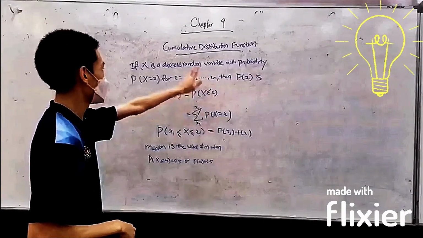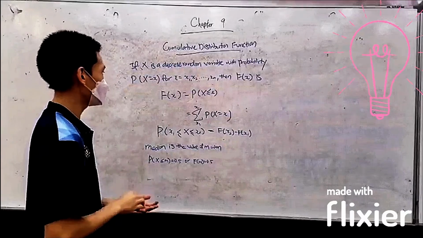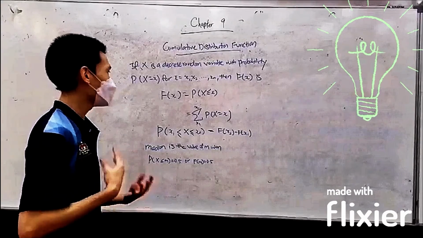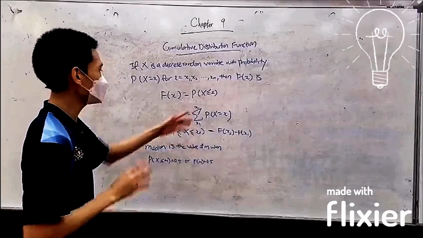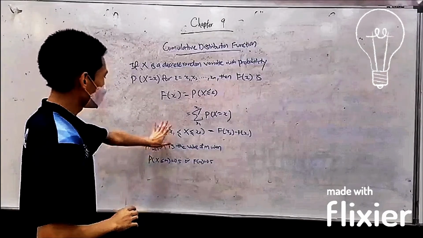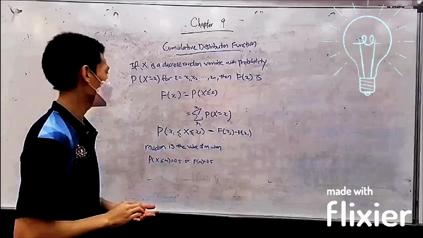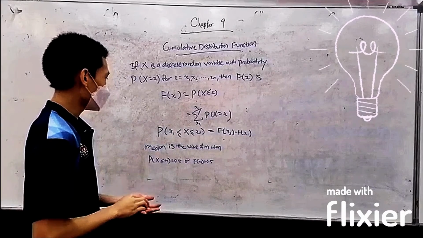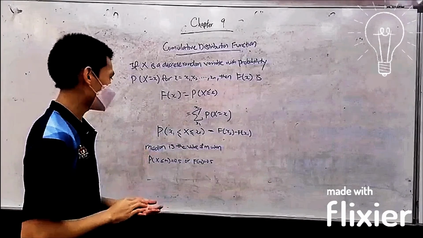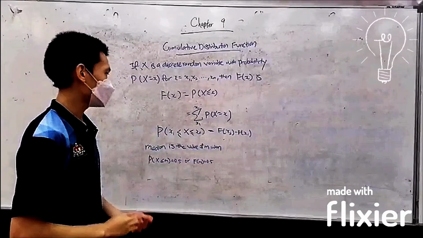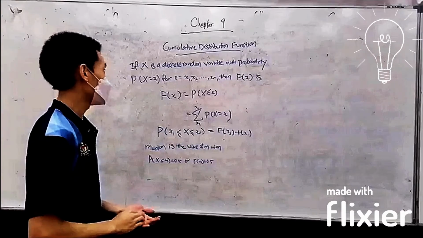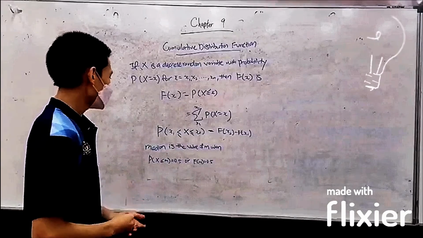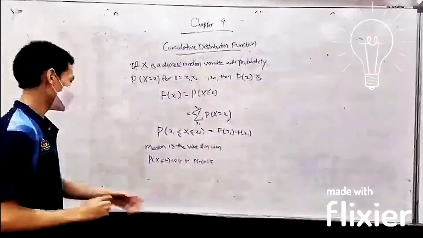Then F(x), the cumulative distribution function, equals P(X less than or equal to x), which means the probability of itself and the previous ones are summed together, using this formula. For another formula, when we have an interval between two values of the random variable, x1 less than or equal to X less than or equal to x2, we use F(x2), the cumulative distribution function for x2, minus F(x1) for the smaller value x1.